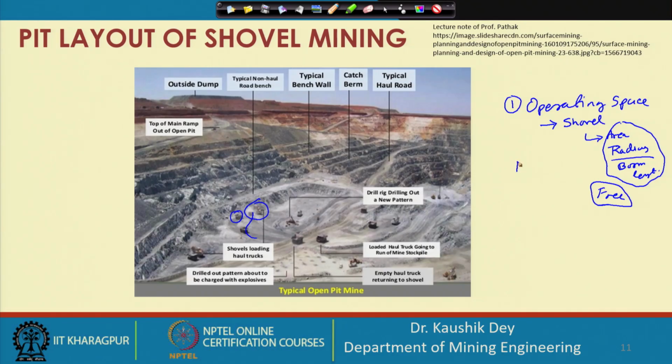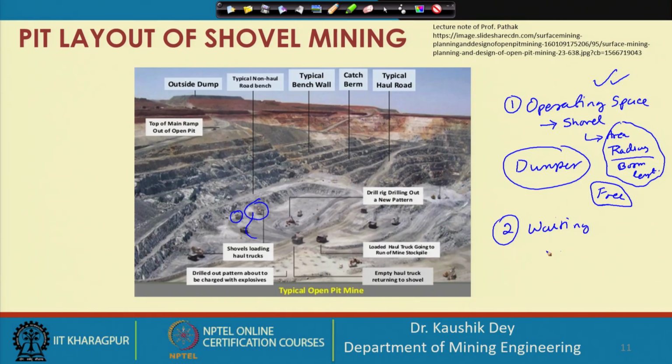Only the dumper which is being loaded by the excavator has to be placed in this area; all other machinery has to be placed outside this operating space. This operating space of the shovel has to be provided while we are designing the pit. Second is the waiting dumpers. If one dumper is under loading, then the waiting space for the next dumper which has to take the load has to be provided.